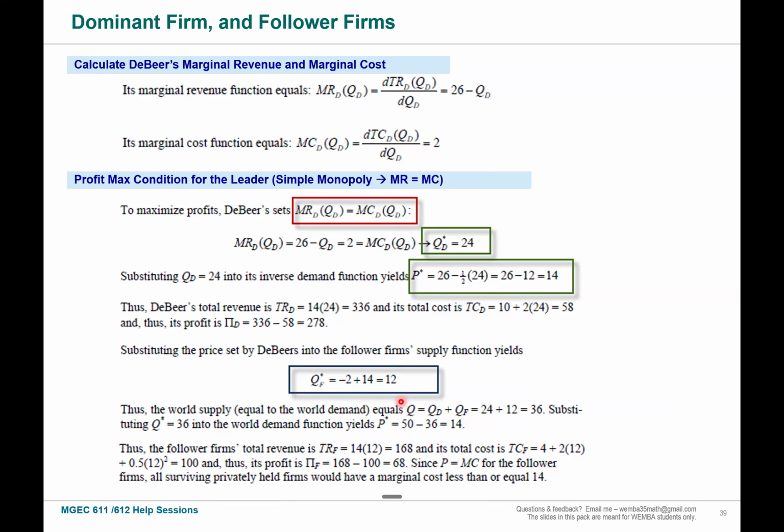And then you can calculate the revenue and profit and so on and so forth. Let me pause here. Does it make sense? You computed the follower firm using perfect competition, you computed the dominant firm using monopoly, and then you brought them together.